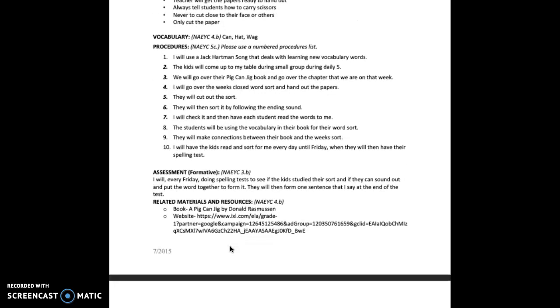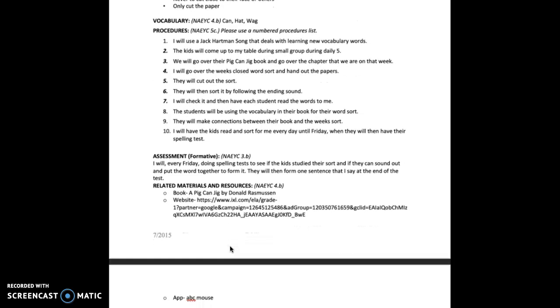So, list of materials and equipment needed: scissors, their Pick and Jig book, paper bags that they keep their sort in, and a trash can for cleaning up scrap paper. Teacher, I will get the papers ready to hand out to them. I will always let the students know how to carry the scissors. I will never let them cut close to their face or others, and I will let them only cut the paper.